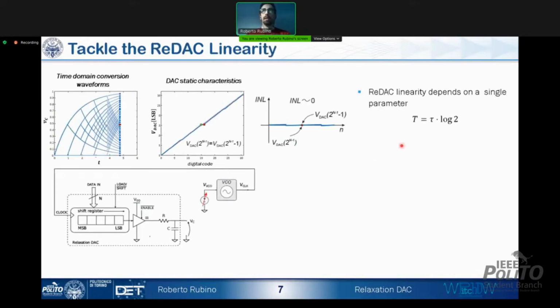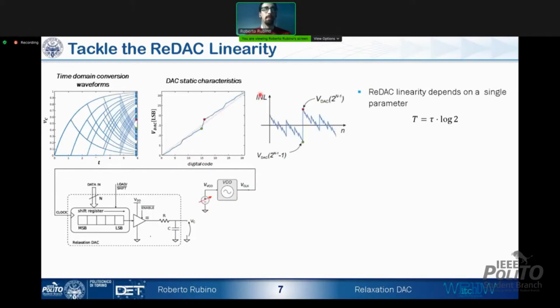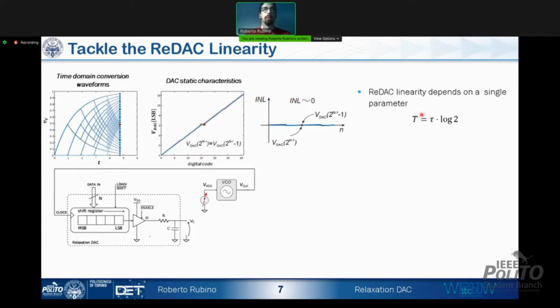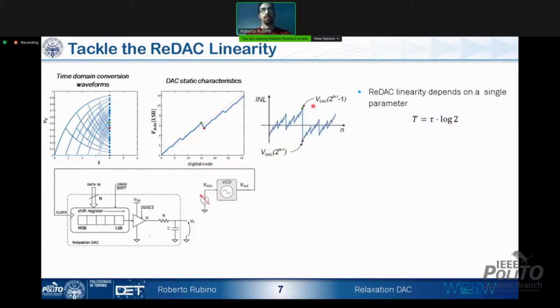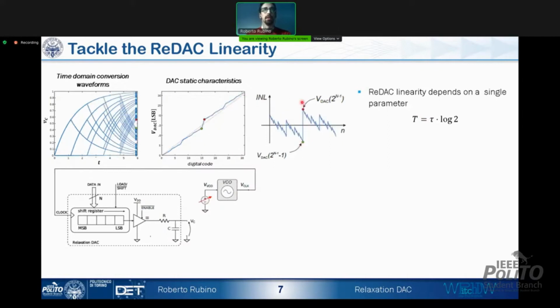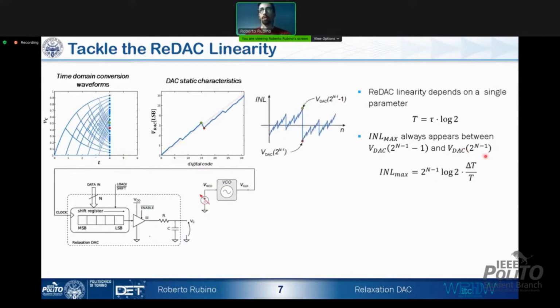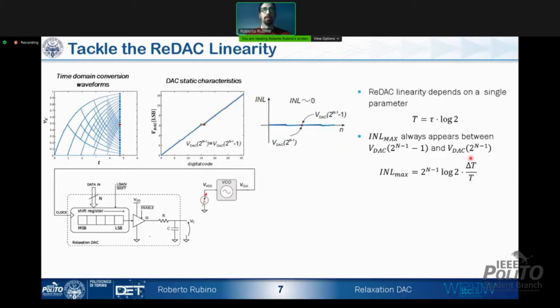Since the linearity just depends on a single parameter, we can see what the effect of an error on the clock period is on the converter linearity. If an error on the clock period is present, we can see that an error step appears on the integral nonlinearity, and this error is always maximum at half swing. This error is also proportional to the relative error on the clock period.